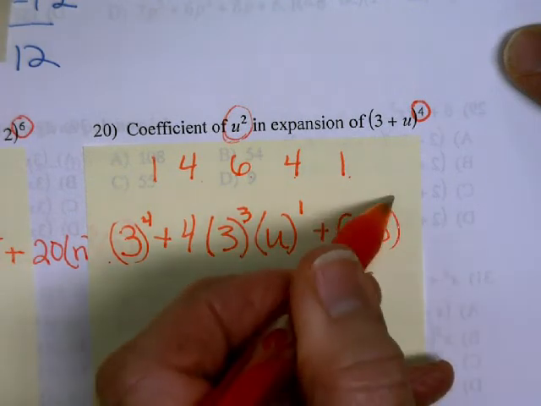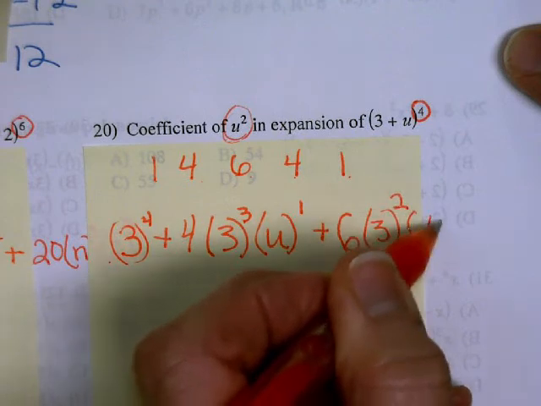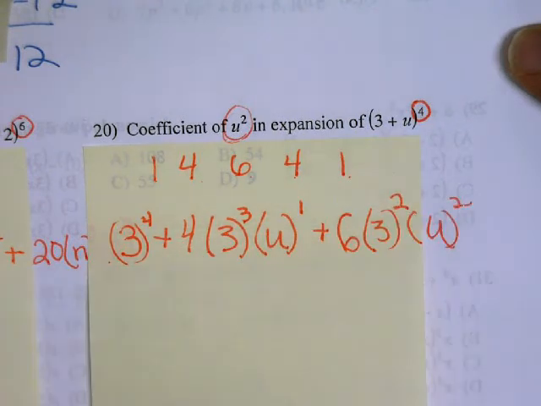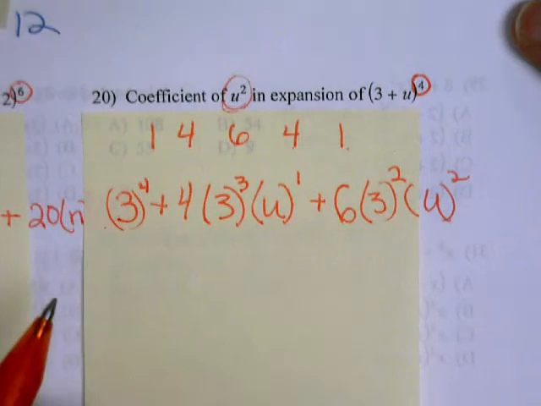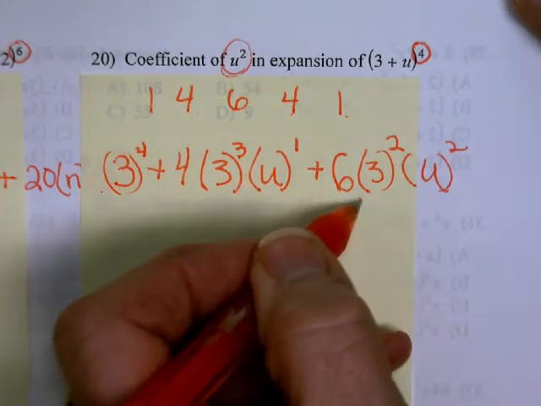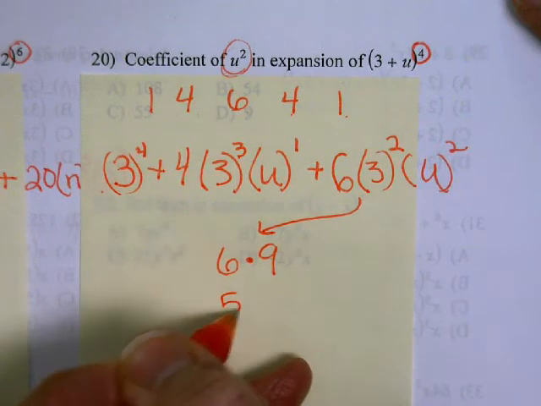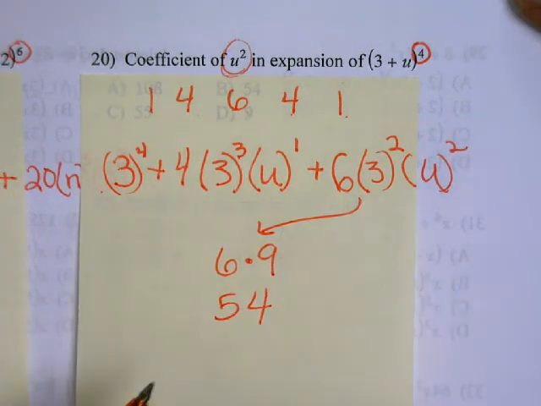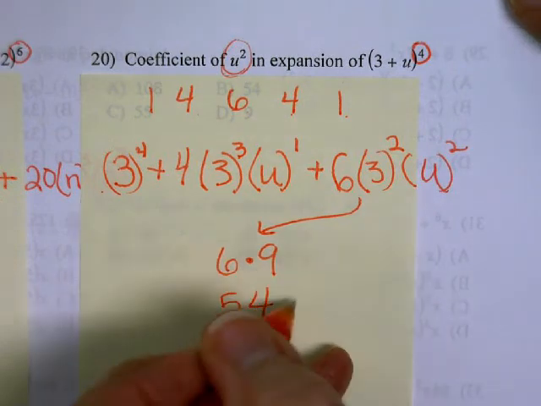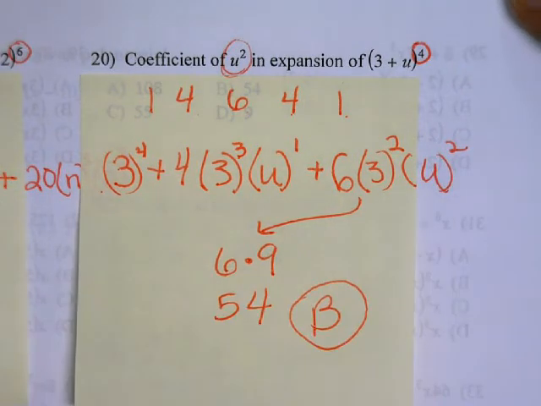Coefficient times first term goes down 1, and here we got our u squared. So now I can stop and do this math. 6 times 9 is 54. Number 20. Okay. B.